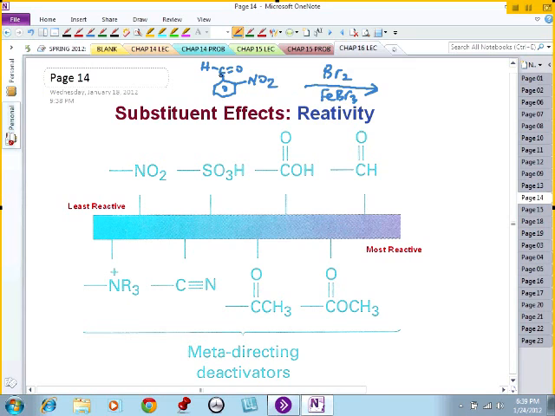Yes. You know that this will take care of the direction. In other words, the position of the incoming group would now be based on this here. So this is the meta director, of course. So that means this is going to be here. Okay? Yes.